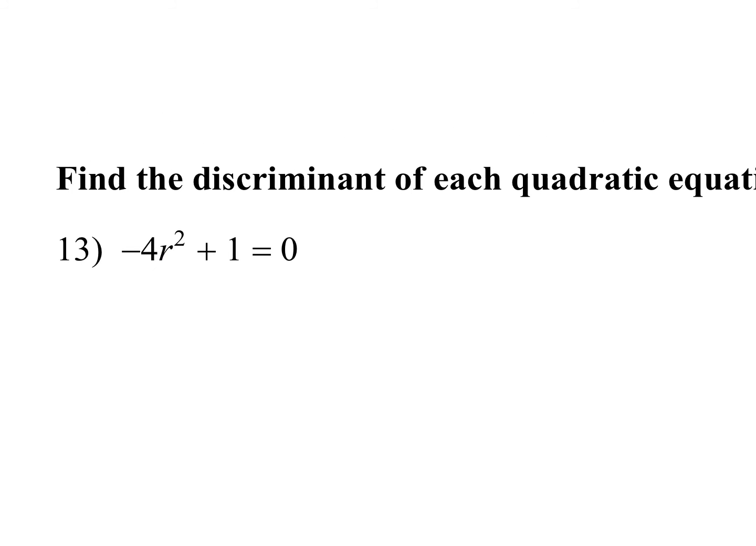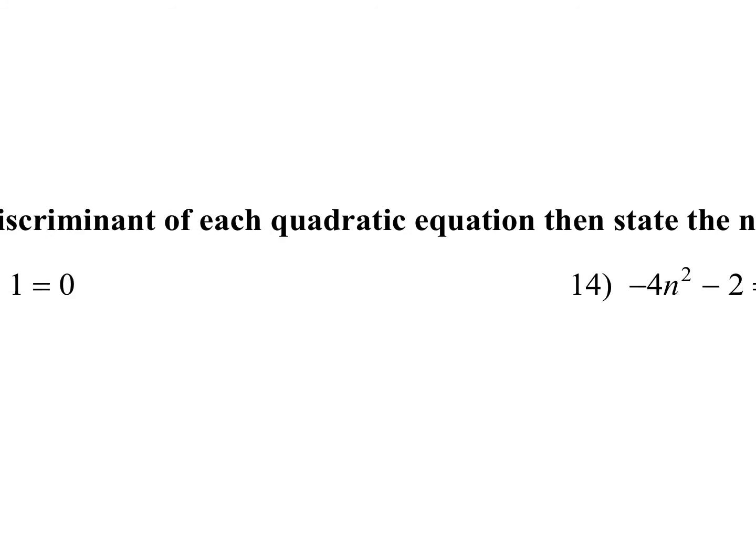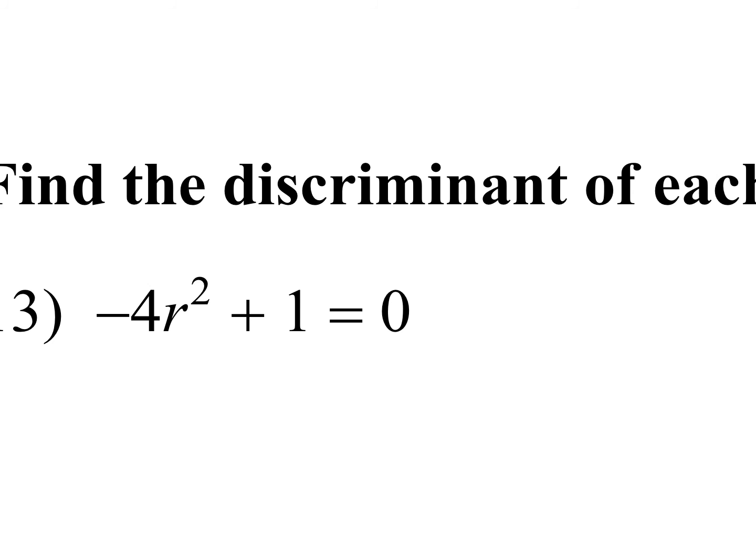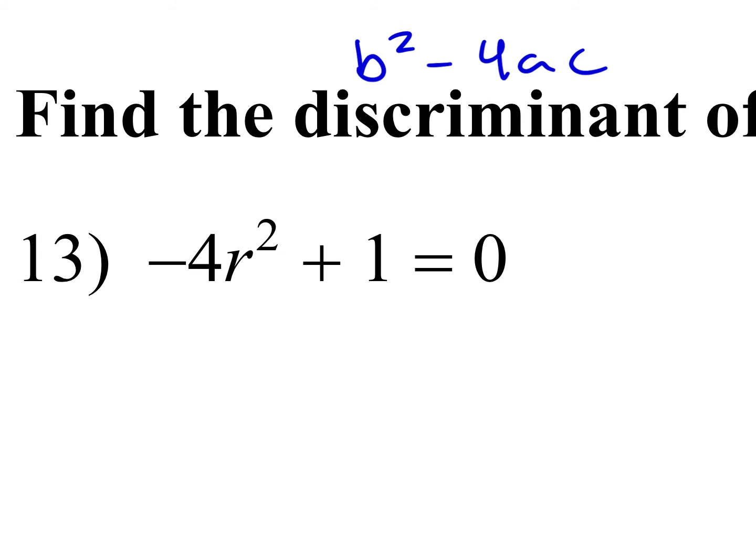All right, so the next section, we have to find the discriminant and state the number of solutions. So what's the formula for the discriminant? B squared minus 4ac. So it's like the part under the square root from the formula before. So what's a here? -4. What's b? 0. Perfect. Just like the last one, we don't have just an r, so b is 0. And then what's c? 1. So let's plug it in.